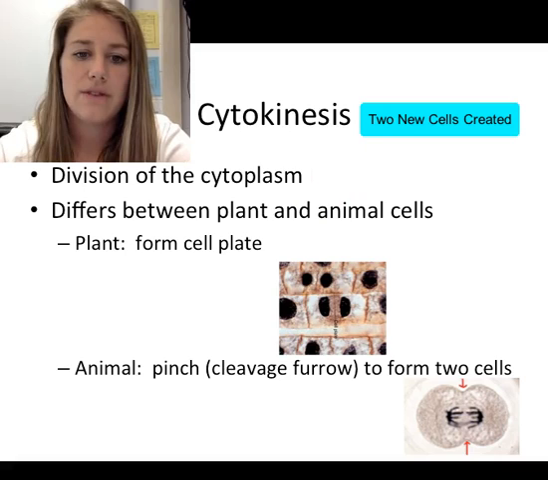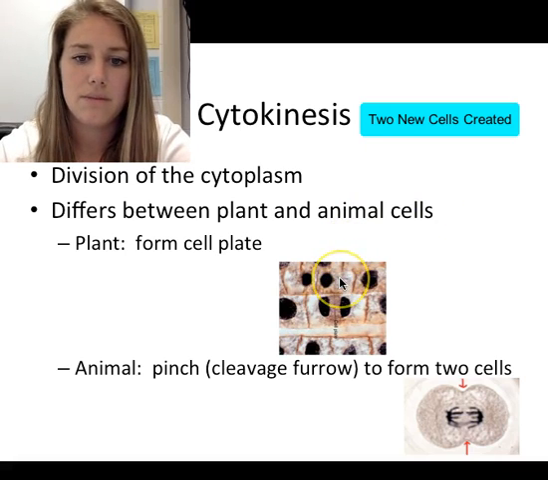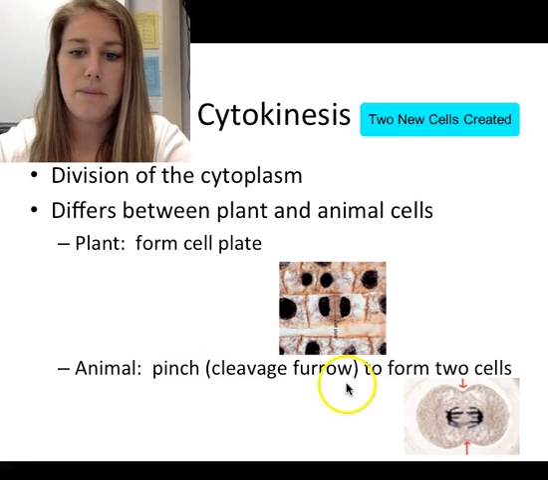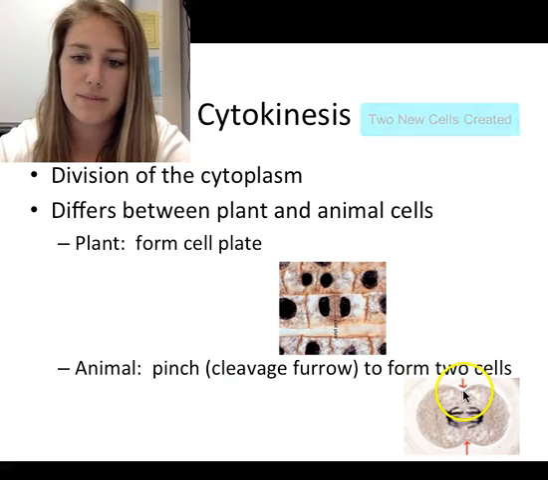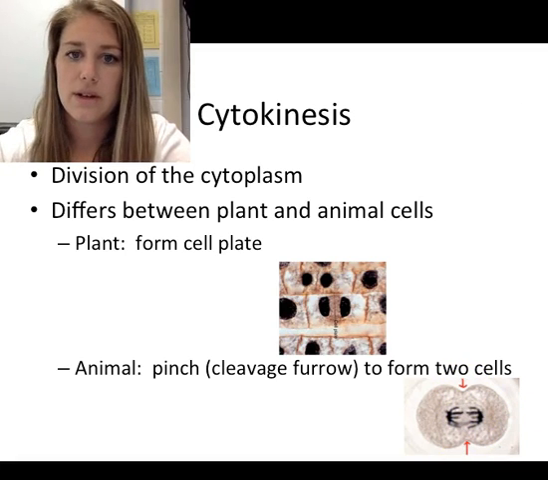There are differences between plant and animal cells here. In a plant cell, the cell forms a cell plate in the middle, and what happens is the cell will just split up and separate just like that. Well, an animal cell is going to pinch to form 2 cells, or what we call a cleavage furrow. So you can see that the cell starts to pinch from both sides, and eventually 2 cells are formed.